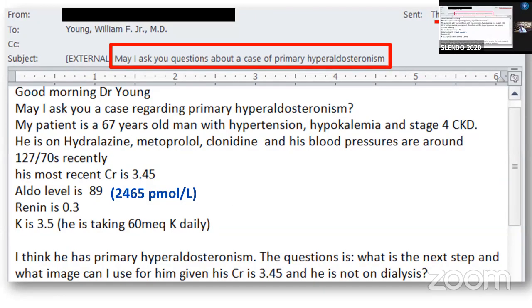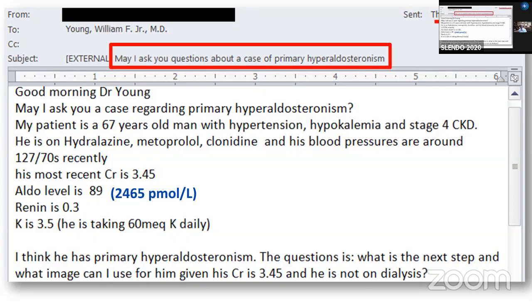Okay, next email case. This is from June of this year. May I ask you questions about a case of primary hyperaldo? My patient is a 67-year-old man with hypertension, hypokalemia, and stage 4 CKD. He's on hydralazine, metoprolol, clonidine, and his blood pressure is around 127 over 70s. His most recent creatinine is 3.45, so a normal creatinine would be less than 1.2. So this patient has stage 4 to 5 CKD.